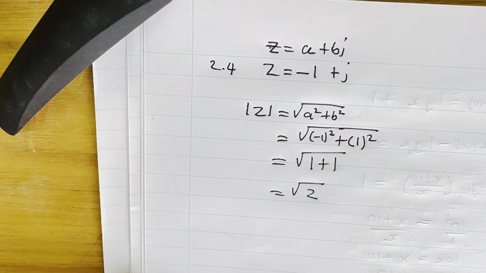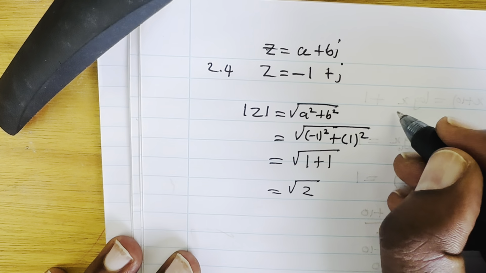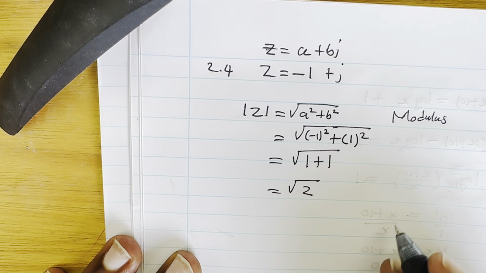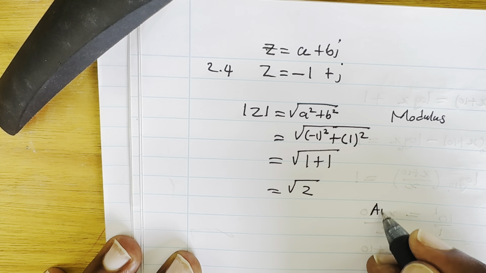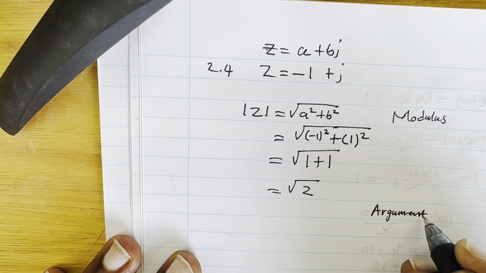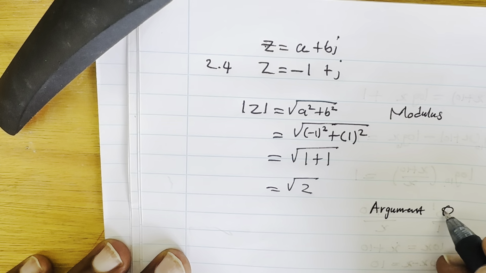Now the second part of this question. Remember, we have determined the modulus. Now we need to determine the argument, which is referring to theta, using the tan ratio. Tan of theta is equal to b divided by a.